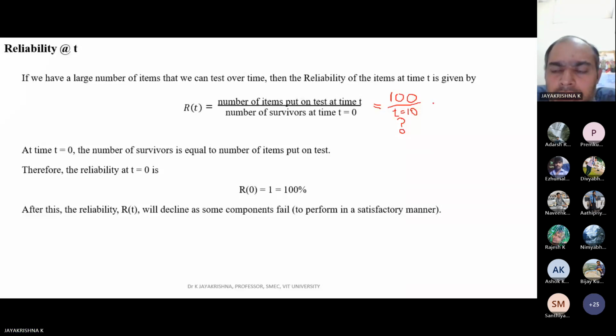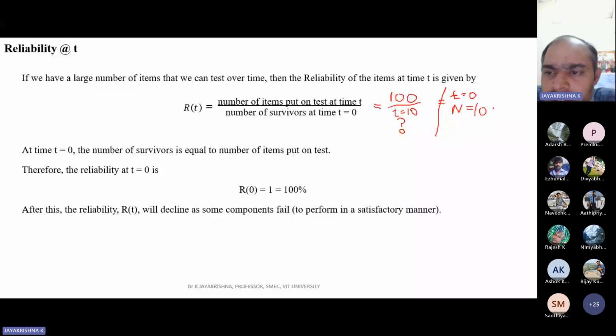Initially, when you start the test, when t equal to 0, how many components are participating in this reliability test? That is, when you're starting the test, how many components are there? Are you getting my question? 100. Very good. So when you're starting the test, there are 100 components.